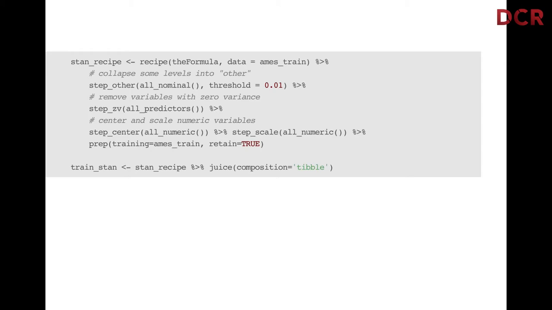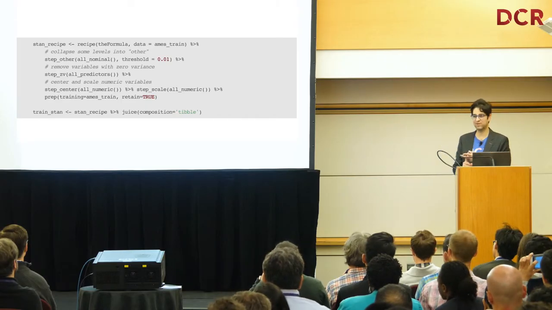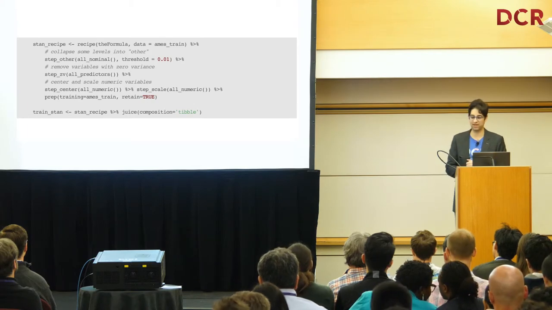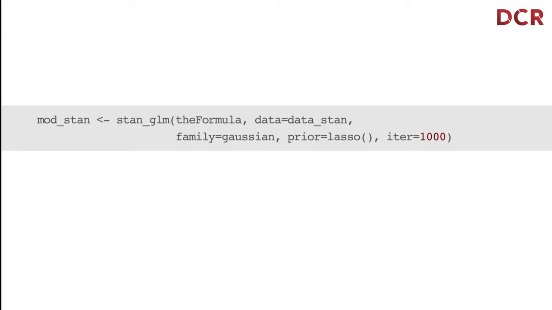But Stan is written for statisticians, so it uses data frames. So we need to go back to recipes. It's almost identical, except we're not creating dummy variables. We are leaving them as categorical because Stan will take care of that for us. So we create a recipe and then we juice it, and this time we say the composition is a tibble. So we've seen sparse matrices, dense matrices, and tibbles, all available thanks to the recipes package. So given this data frame and the formula we created a while ago, we call stan_glm. And yes, this is stan_glm, not glm. We give it the formula, and we give it the data frame, tell it it's a Gaussian. And we say the prior is lasso.